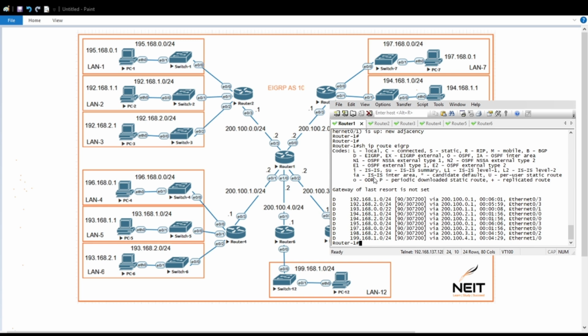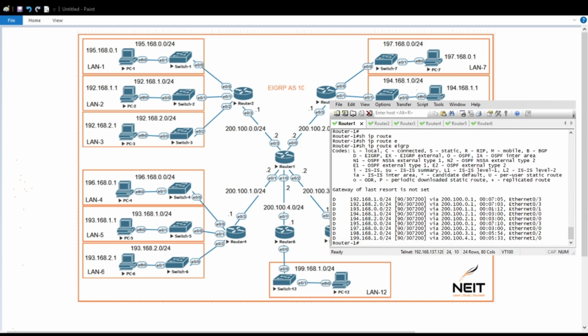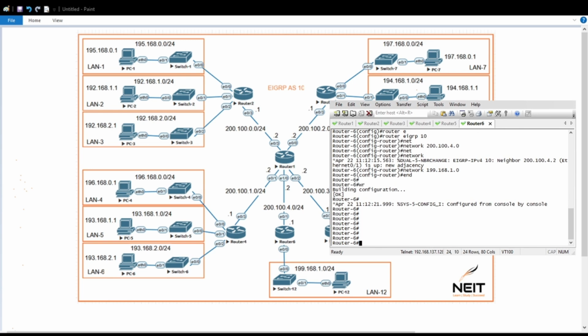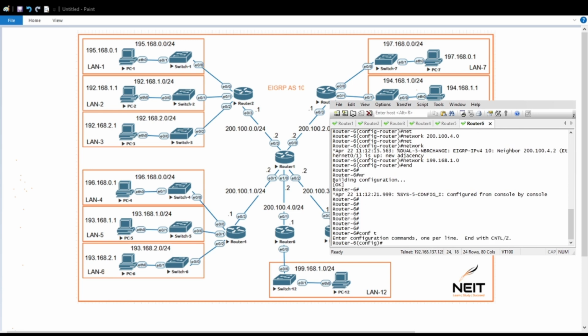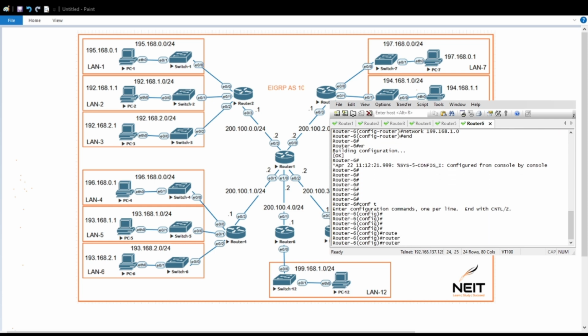show ip route eigrp, so we can see that router 1 is receiving the LAN 12 network 199.168.1.0 in his routing table. So the task is saying that router 6 should only receive the network but he should not advertise the LAN 12 network towards router 1. Also router 6 should not receive the EIGRP queries.